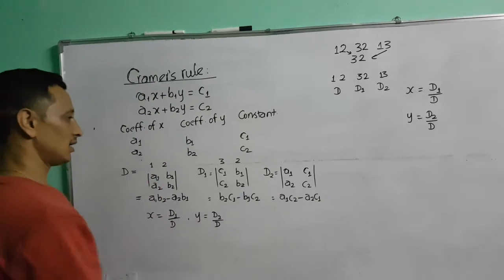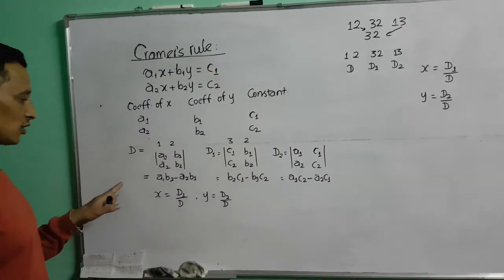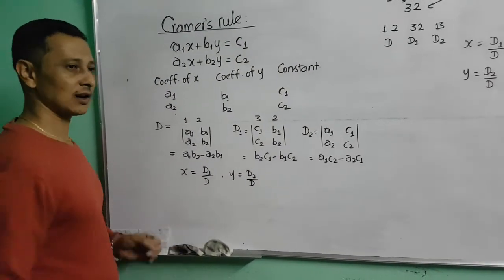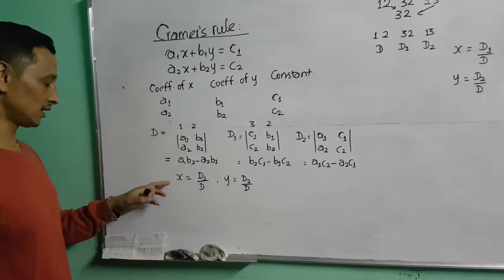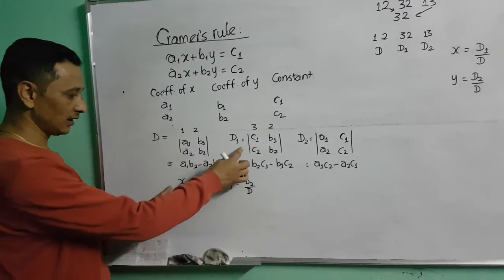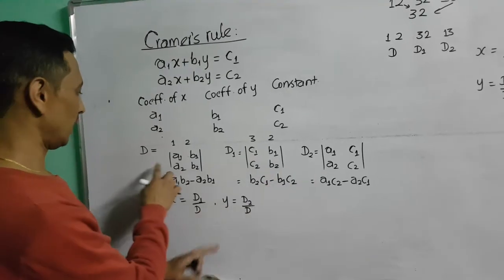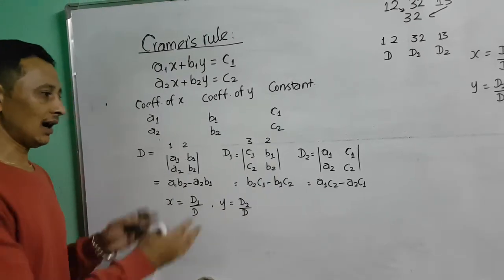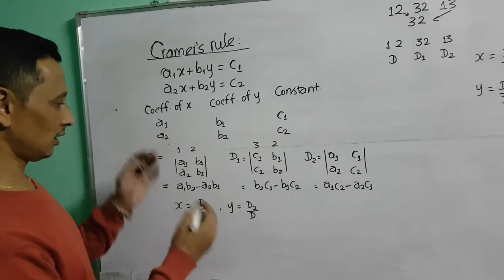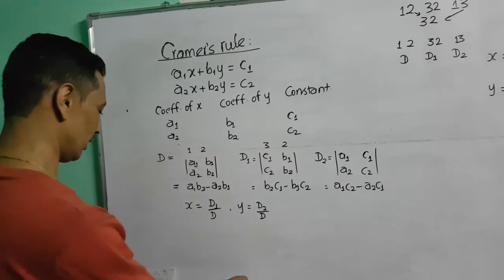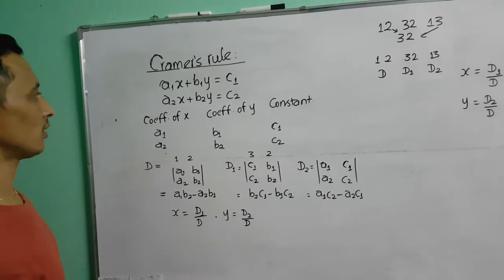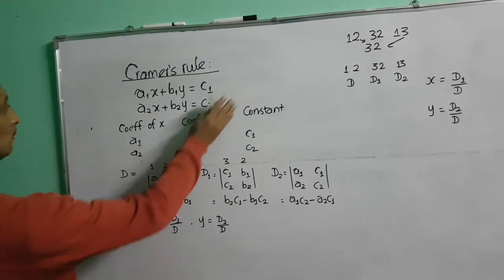So after getting these three determinants, by Cramer's rule, we have a simple formula to calculate the values of x and y, and that is x equals D1 by D and y equals D2 by D. Okay, after this illustration, I think you have understood how to solve linear equations. Now we solve one question by using this method.